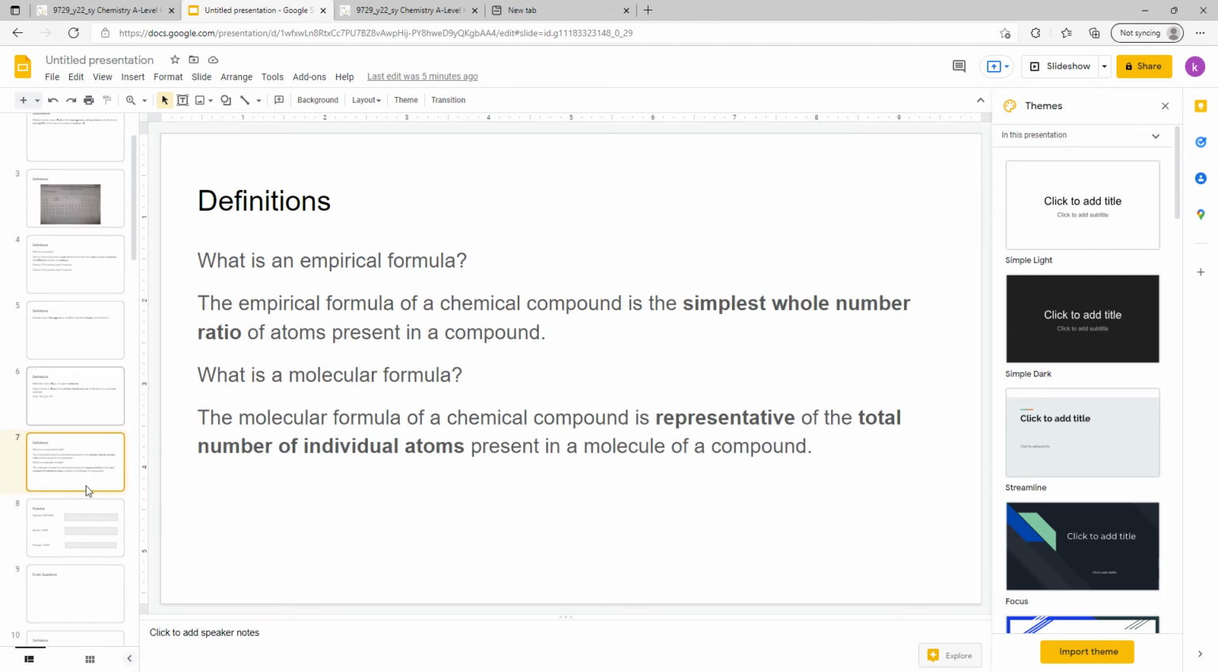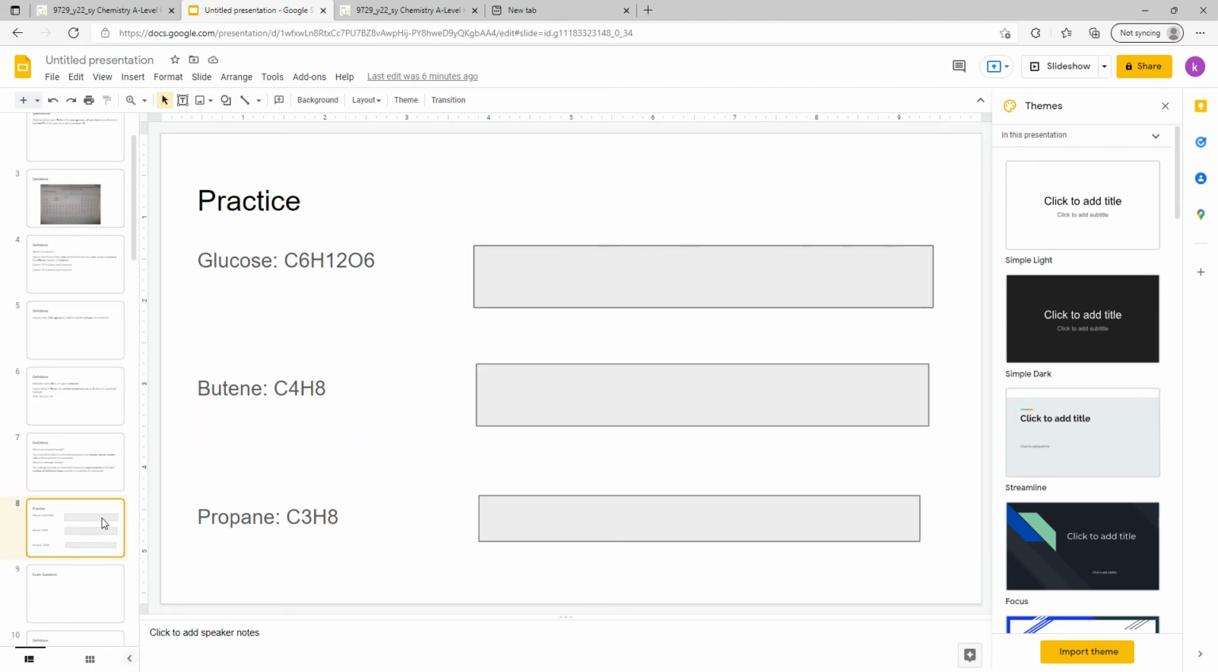Next, we'll be looking at empirical and molecular formulas. So basically, the empirical formula of a chemical compound is the simplest whole number ratio of atoms present in a compound, while the molecular formula of a chemical compound is representative of the total number of individual atoms present in a molecule of a compound. So here we'll be doing a little practice. Please pause the video and take the time to calculate the empirical formula for each of these molecular formulas.